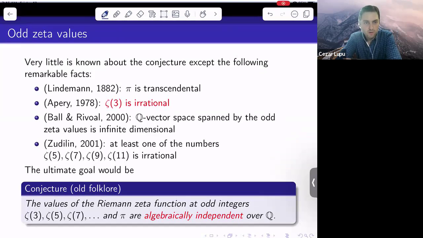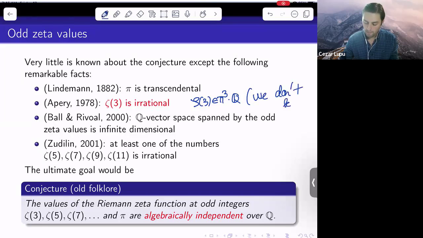As you know, since Lindemann, pi is transcendental, and a groundbreaking result was achieved by Roger Apéry in 1978, where he proved that zeta of three is an irrational number. But we don't know if zeta of three is some kind of a rational times pi to some power, we don't know that. The only thing we know is that it's an irrational number, that's it.